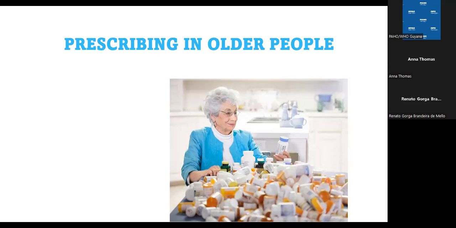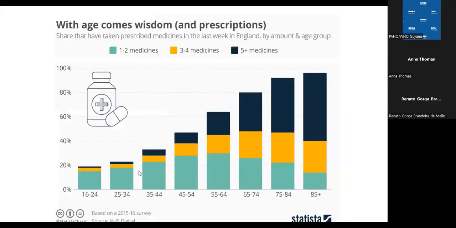So this is a very important topic today. How to prescribe properly. How is the best prescribing approach in older people? Because as you can see here, this is a very prevalent situation, as an older person tends to have several comorbidities at the same time. Here is data showing us that with age comes wisdom and prescriptions.